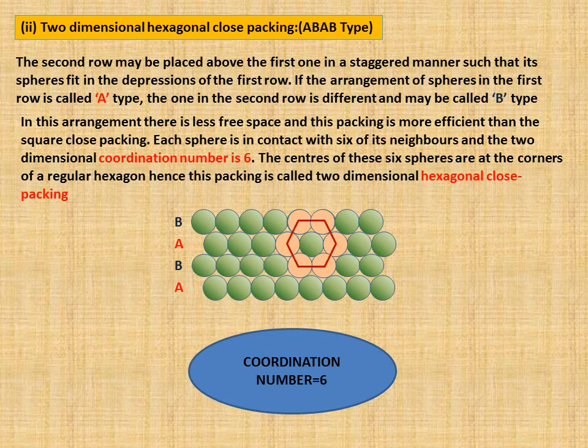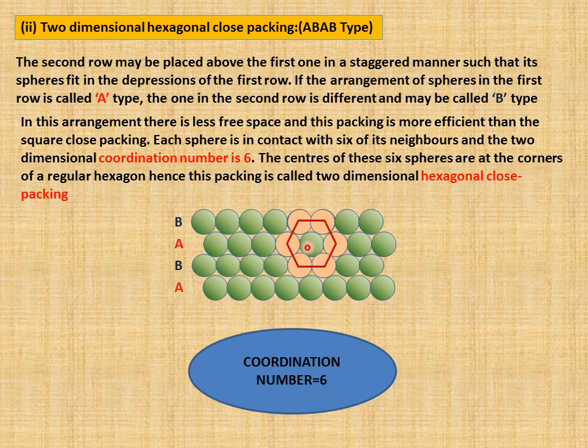See the arrangement. If I call the first row A, I may call the other row B, since it is arranged in the depressions produced by the first row. If this arrangement repeats, like AB, AB, it is also called AB, AB type of arrangement. Students, I have just made a change in color to explain. Otherwise, they are of the same type.